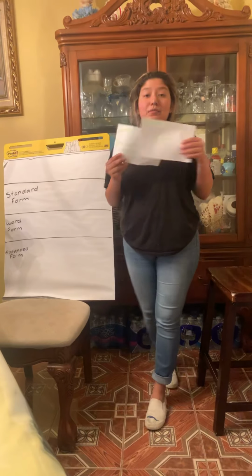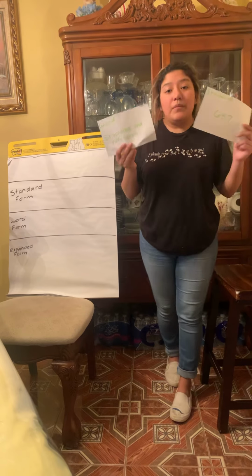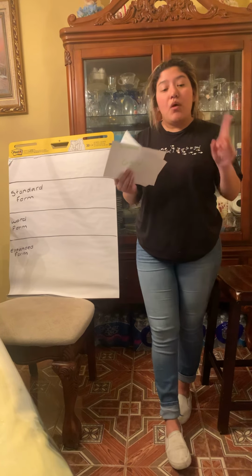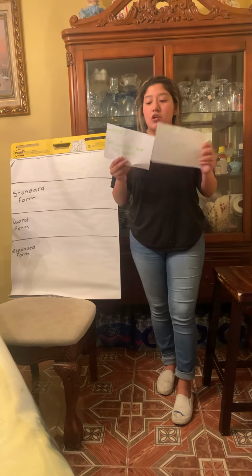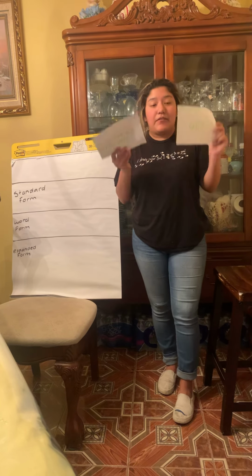So what we're going to do is I'm going to pass out task cards. And on these task cards, everyone will have a different task card. Y'all will be standing up and walking around. Remember, walking, because we don't want to hurt each other. You're going to walk around and find your partner. Your partner has the exact same thing, but in a different form.